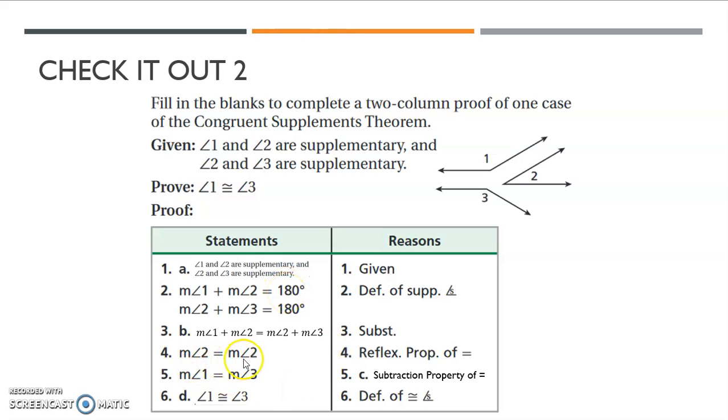Now they said that angle 2 is equal to itself. That's the reflexive property. It's really not a necessary step, but you could do it. And then somehow they got 1 equal to 3 because 2 is congruent to itself. So notice this equation, we have a 2 on both sides. To get rid of the 2 and just be left with 1 and 3, you would have to subtract angle 2 on both sides, and that's the subtraction property. And finally, in the last step, they said use the definition of congruent angles. And remember, this last thing needs to always match the proof statement up here. So angle 1 is congruent to angle 3.